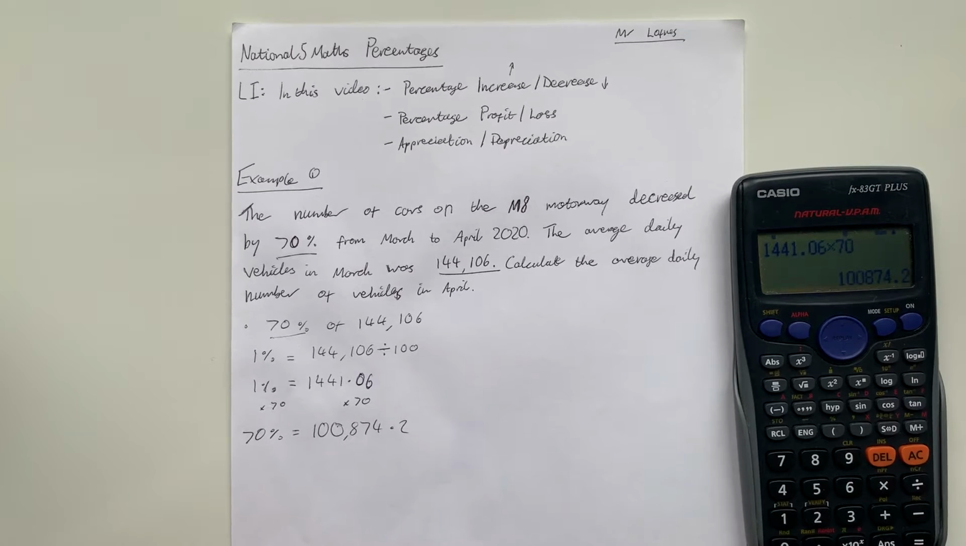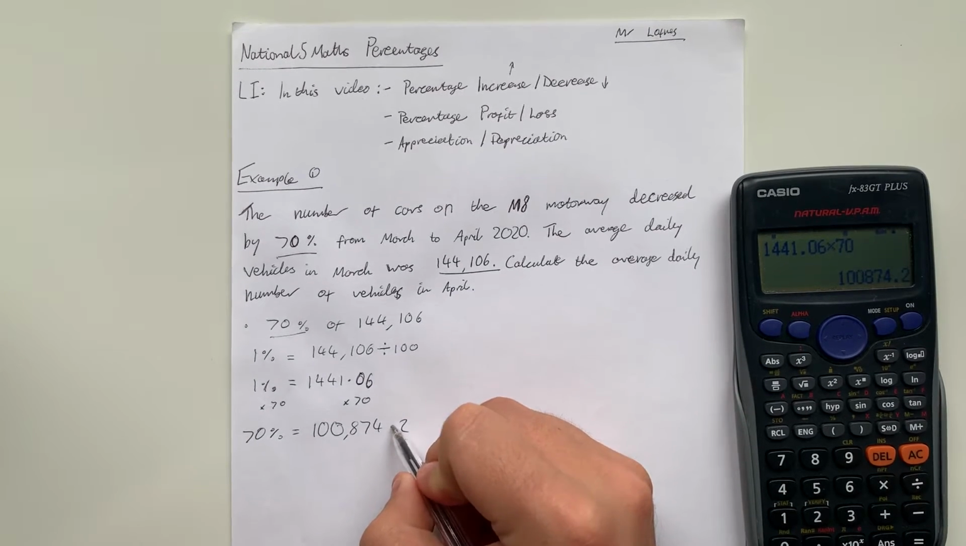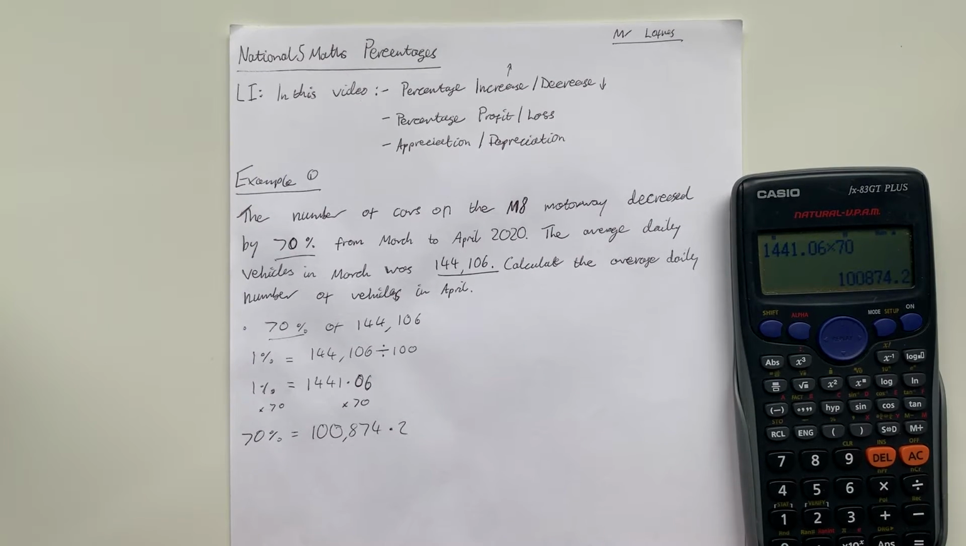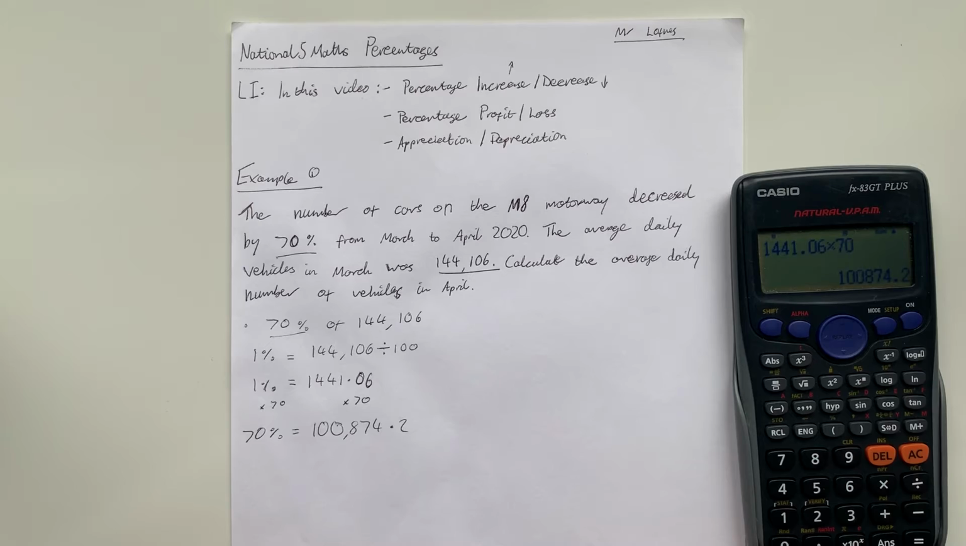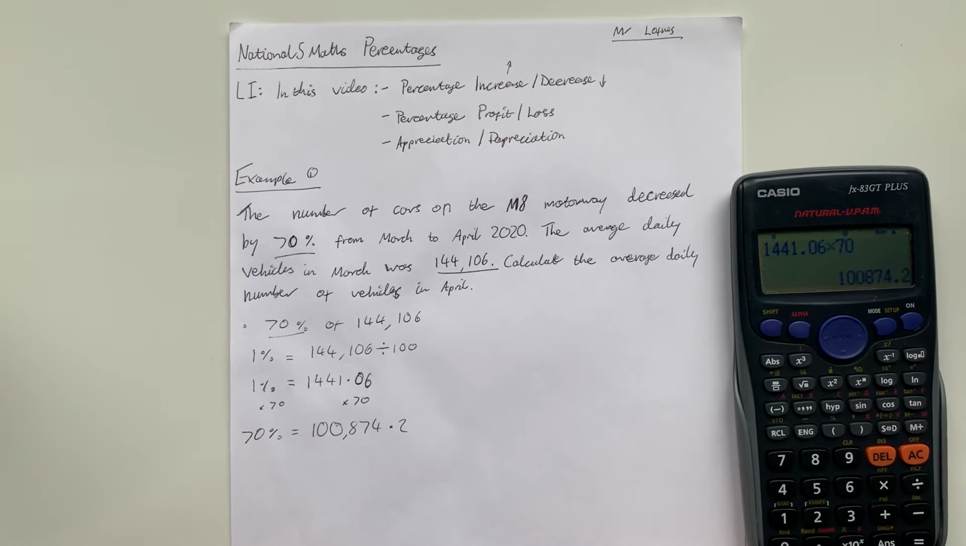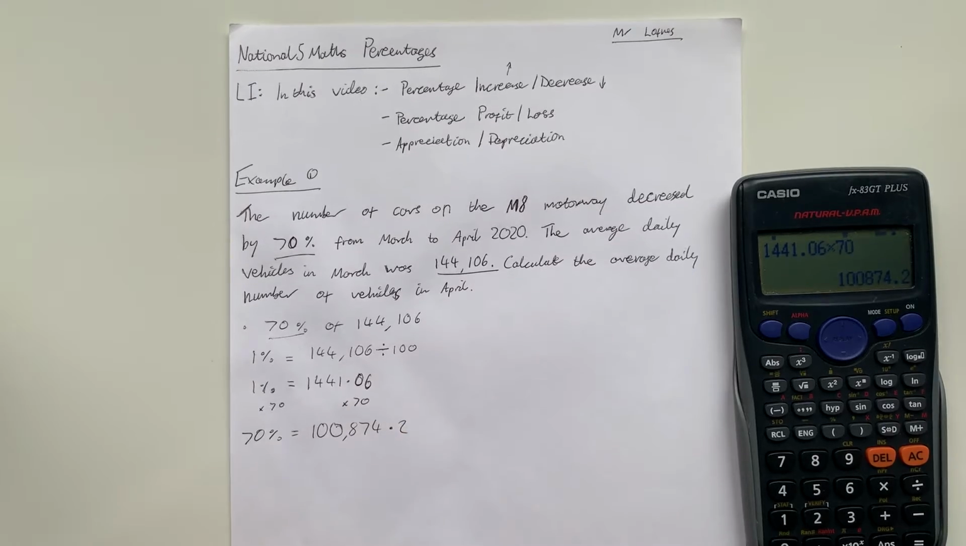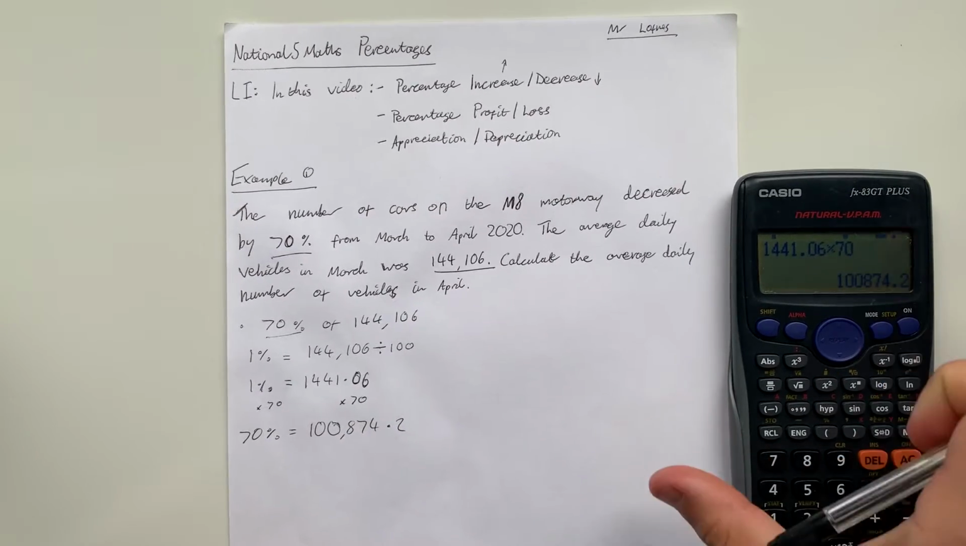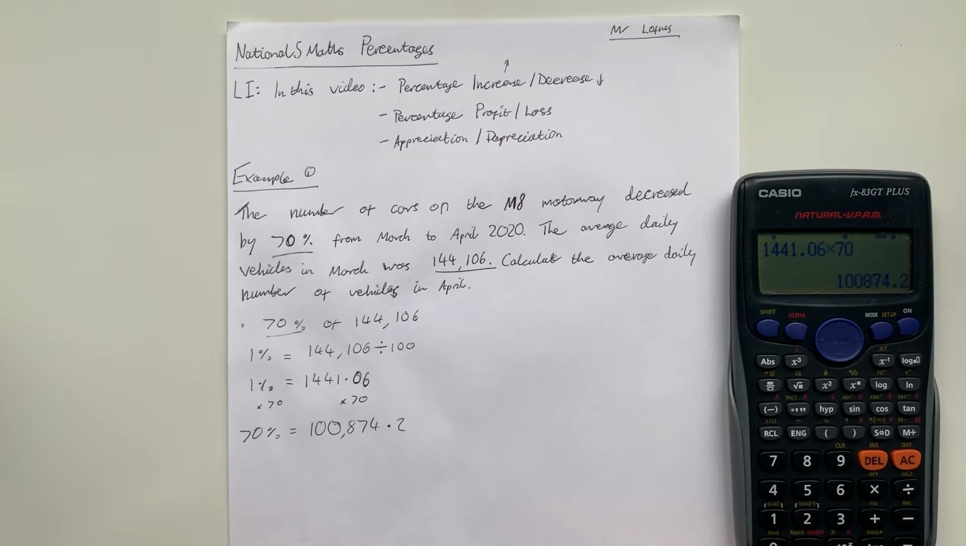So 100,874.2. Now we're talking about the number of cars here. Can we have a decimal number of cars? Can we have 0.2 cars? No, we can't, but we're just going to leave it there for now. We could round it at this point, and thinking ahead, it wouldn't make a difference to the answer, but you only really want to round at the very end if possible. If you've got an answer on your calculator, leave it there. Your calculator's clever, it can remember that.